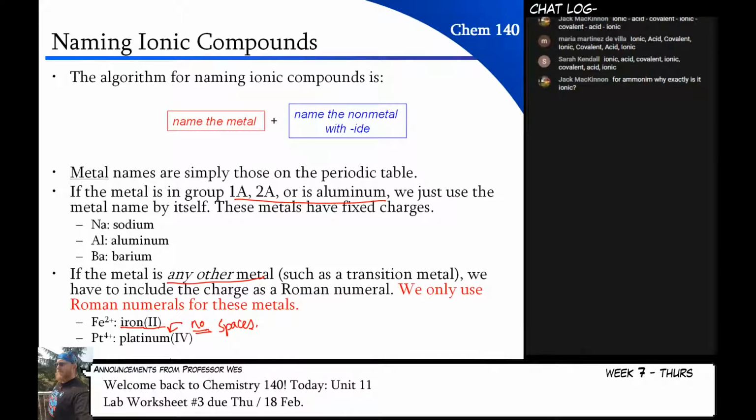Now, the number that goes in the parentheses is the charge on that ion. So everything that we covered in the Ionic chapter, where we had to calculate charges from all the other ions, you still have to do that.